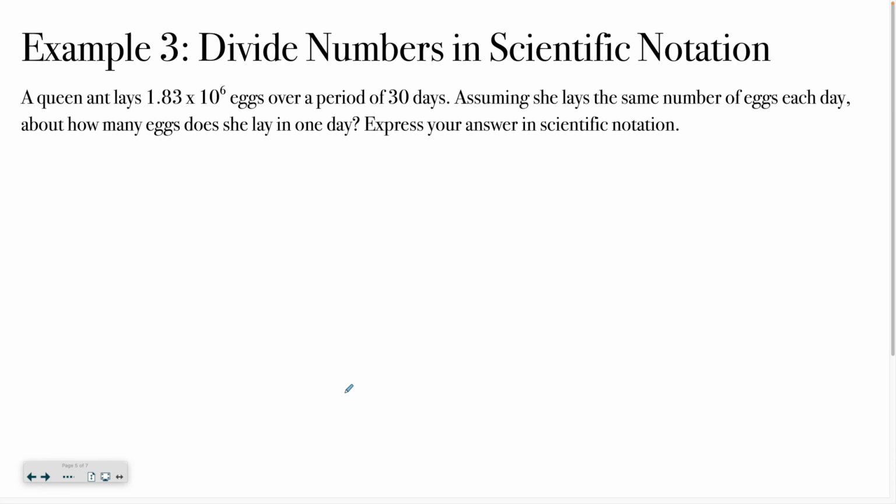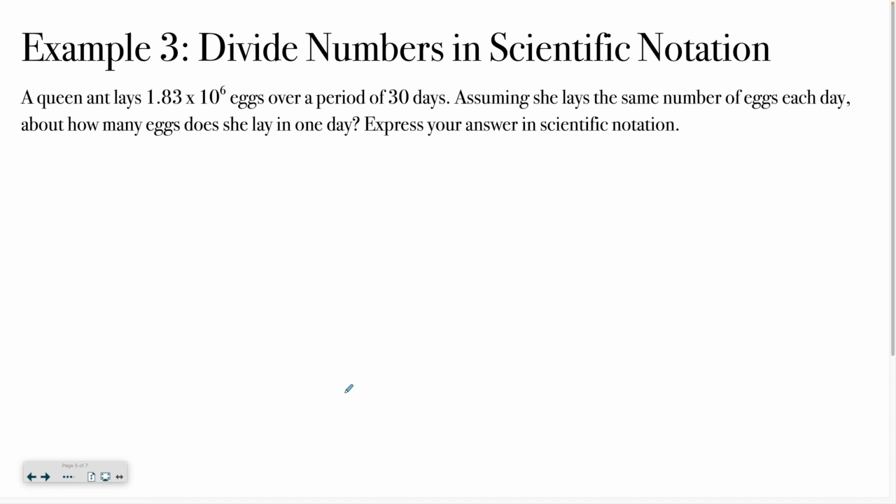But let's talk about example 3 next. Dividing numbers in scientific notation. So now we are talking about a queen ant. She lays 1.83 times 10 to the 6th eggs over a period of 30 days. Assuming she lays the same number of eggs each day, about how many eggs does she lay in one day? Express your answer in scientific notation.